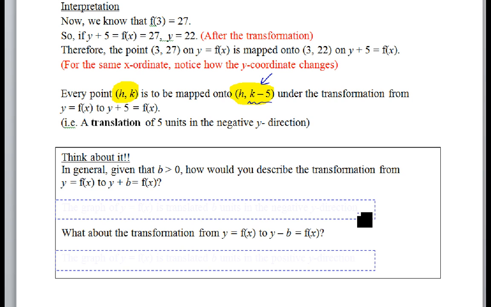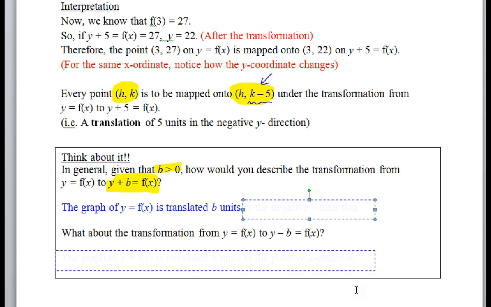Now we talk about b positive. Can you take a look? Assume b is positive. What happens? What is this transformation? I just said. Correct. The graph of y equals f(x) is translated how many units? Negative b units, or you can say translated b units in the negative y direction. Excellent.